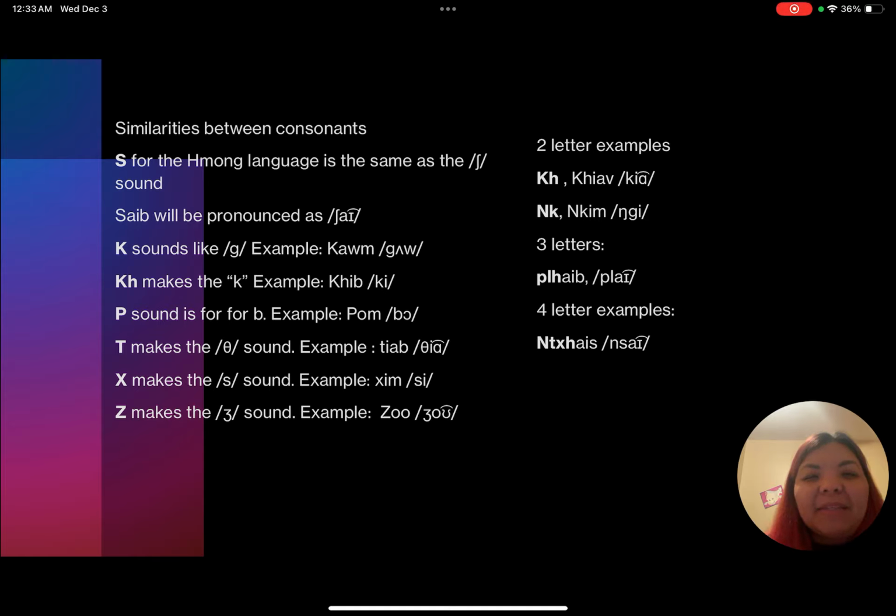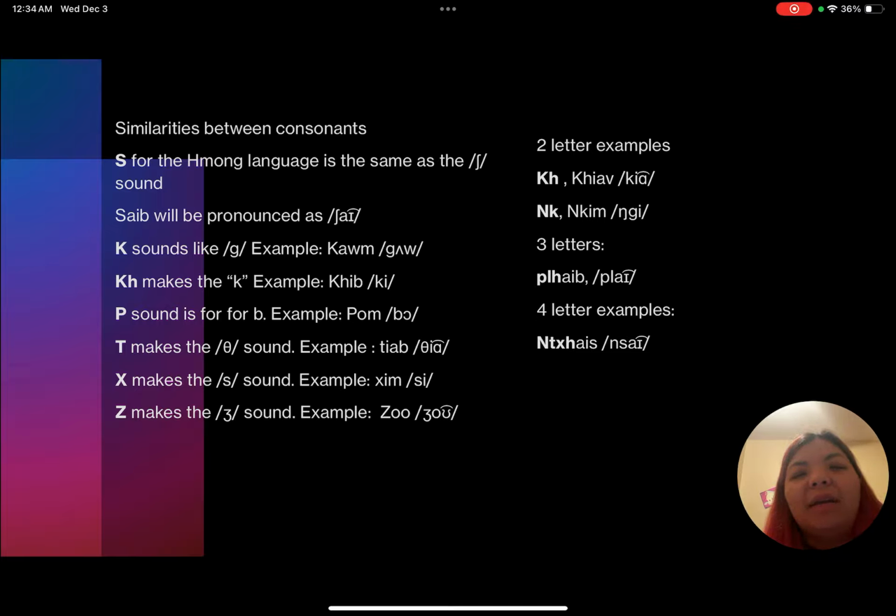X makes the S sound. My example would be C. C means color. And then the Z makes the Z sound, right? So my example is jaune. Jaune means good.